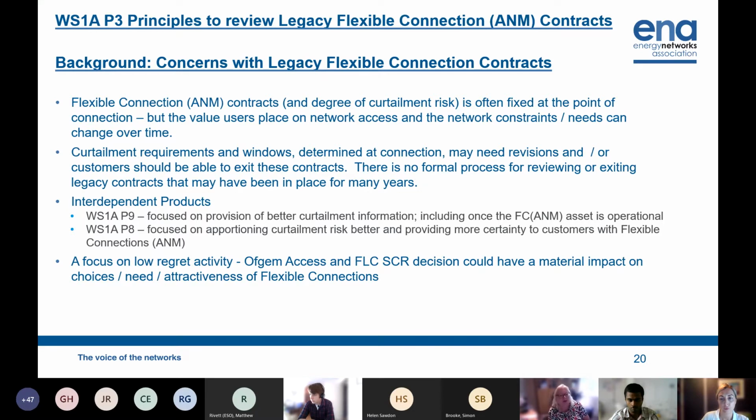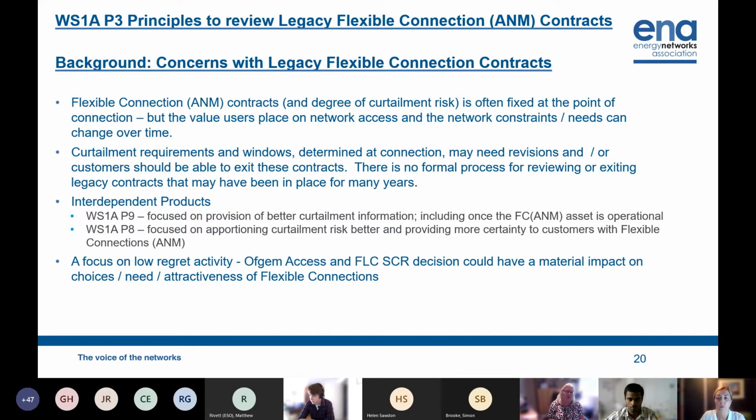And similarly, product 8 is also looking at how you can apportion risk better and provide more certainty about flexible connections. So again, there are interactions with that product, and just to reassure you, we work together as an overarching product, and we are avoiding duplication and making sure that these things are taken into account.